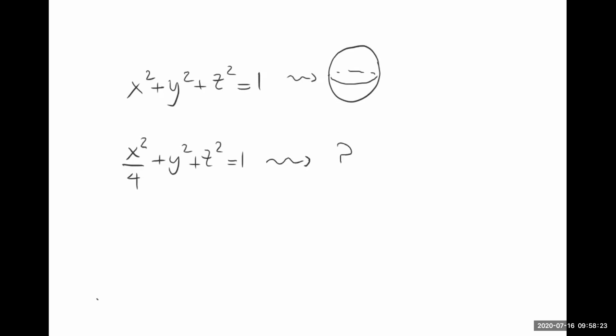What about x squared over 4 plus y squared plus z squared equals 1? The first one gives us a sphere. What does this one give us? What is the geometric object we would get from the other one? Can anyone guess? It is analogous to an ellipse. In three-dimensional space, we call it an ellipsoid. Okay. How does it look like?